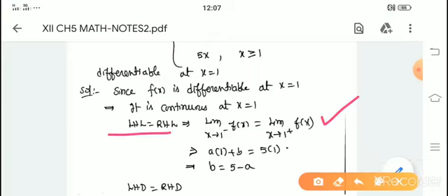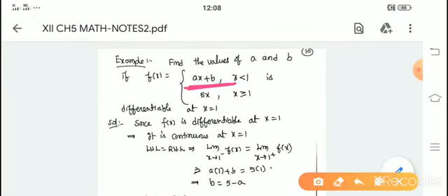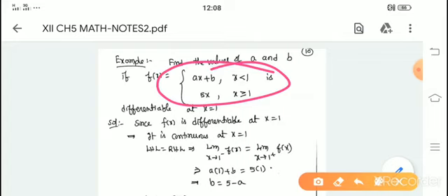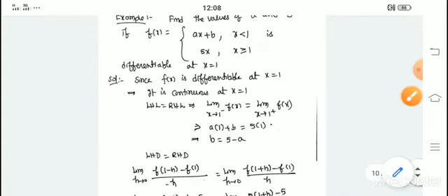So x tends to 1 minus means I have to use this: a into 1 plus b. X tends to 1 plus means I have to use this: 5. So a plus b is equal to 5. b is equal to 5 minus a is the relation I got. So if it is continuous, I can only get the relation between a and b here. If it is differentiable, I must be able to find out the values of a and b also.